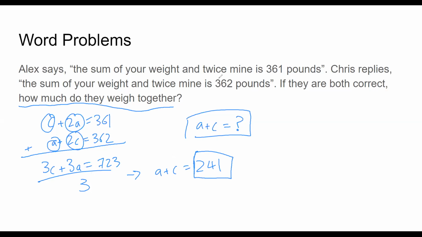So the takeaway is that a lot of times in questions, they'll ask you something that seems unnecessarily complex. Like, how much do they weigh together? Like A plus C. So whenever they ask you for something that isn't just the value of a variable, like they don't ask you for Alex's weight or Chris's weight, keep your eyes open for a little shortcut to see if you can do it that way.